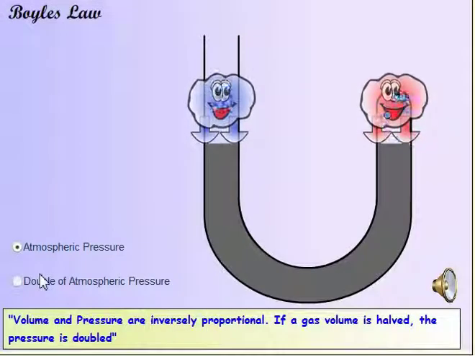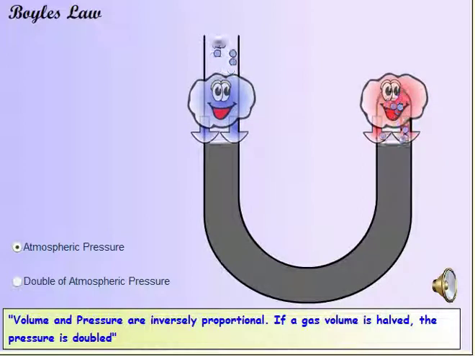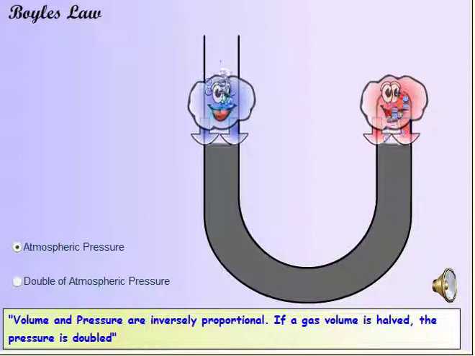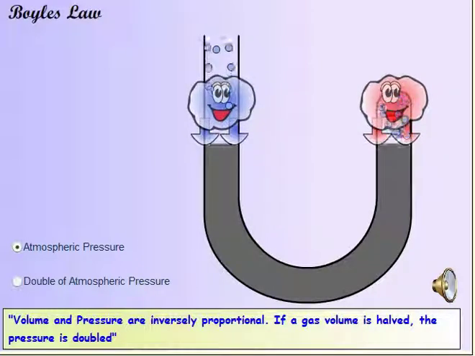Boyle's law states that pressure and volume are inversely proportional. If the volume is doubled, the pressure is halved. If the volume is halved, the pressure doubles.